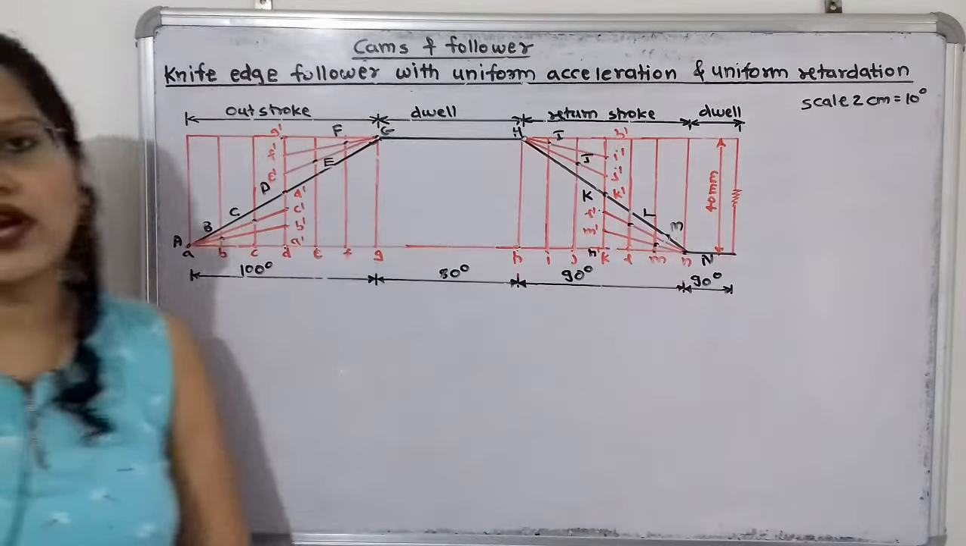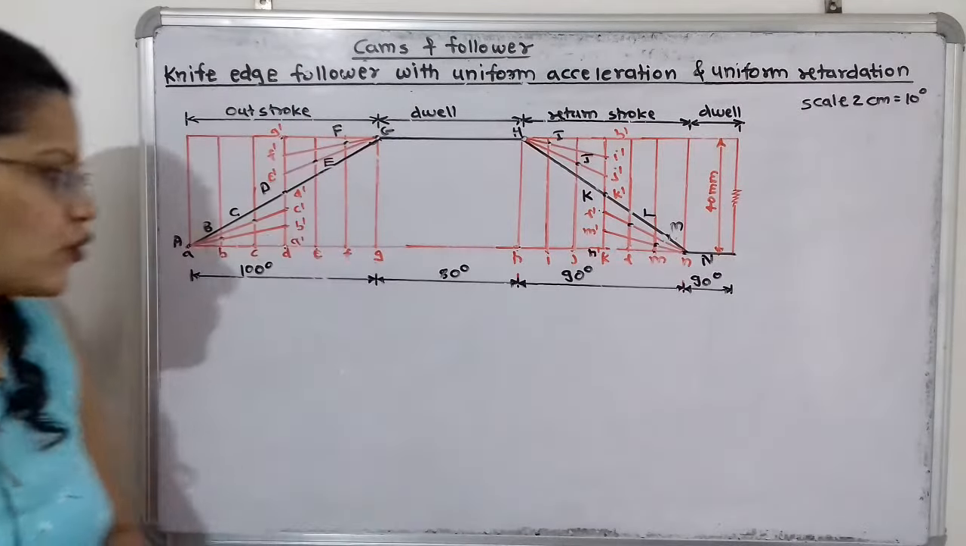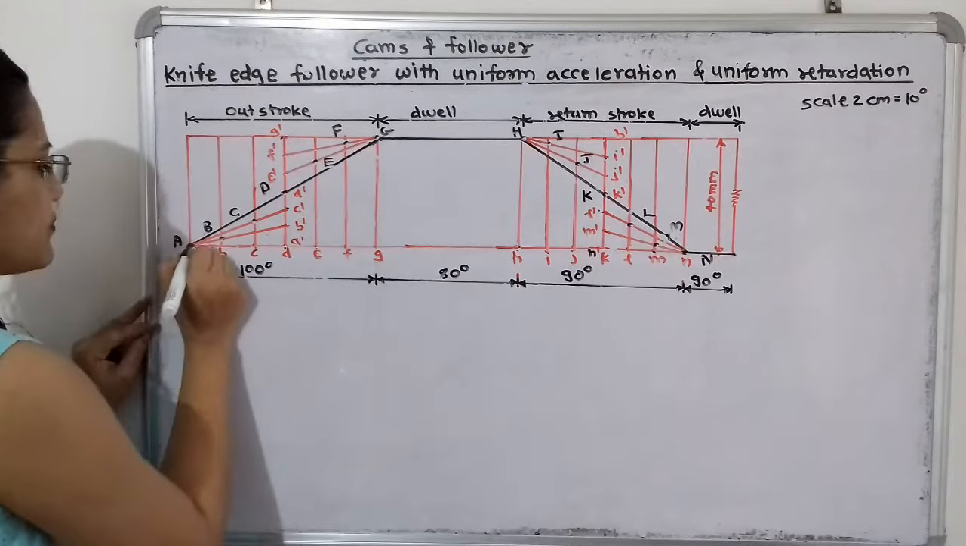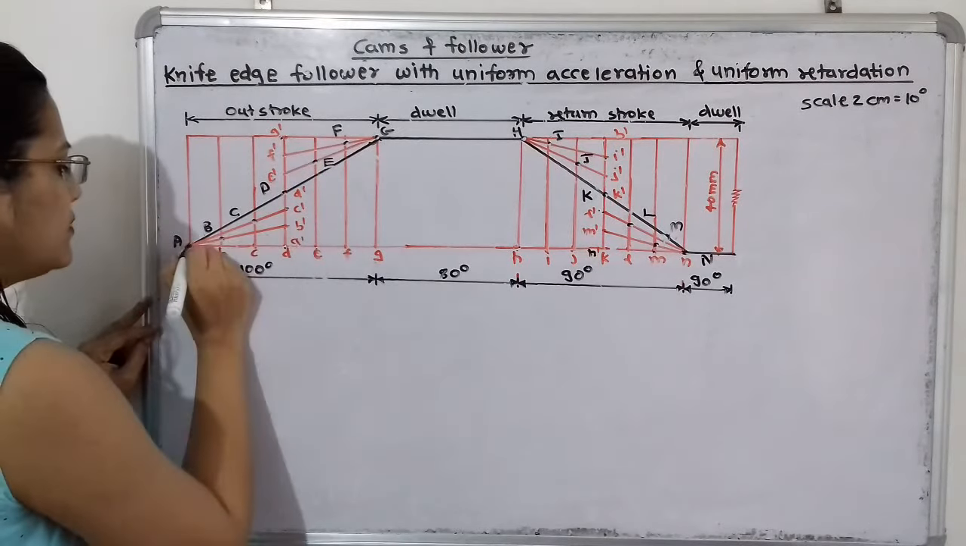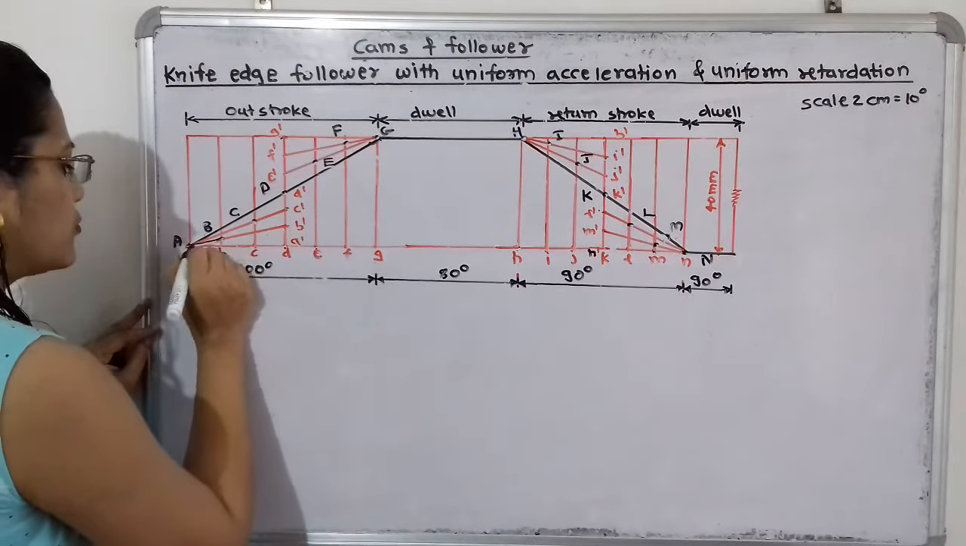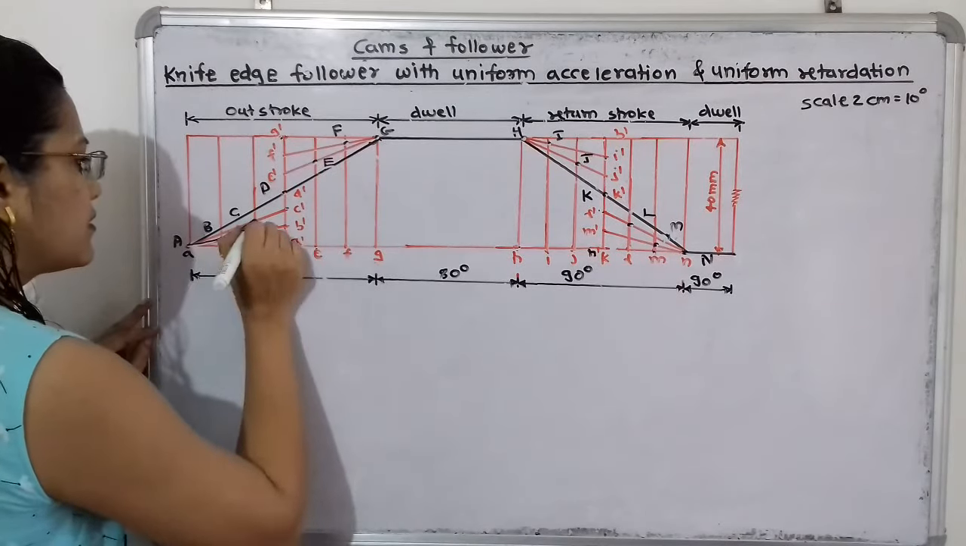Now we have to join these trace points so that we will get the curve. So now I will join with the black marker so you can see it easily.